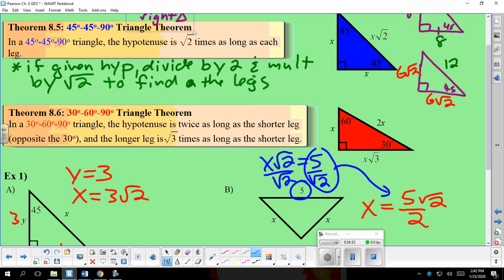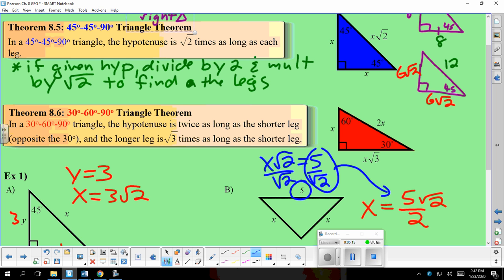All right, so let's take a look at 30, 60, 90 triangles. In a 30, 60, 90 triangle, the hypotenuse is twice as long as the shorter leg, the one opposite 30, and the longer leg is root 3 times as long as the shorter leg.